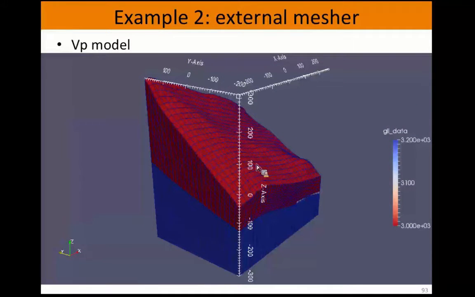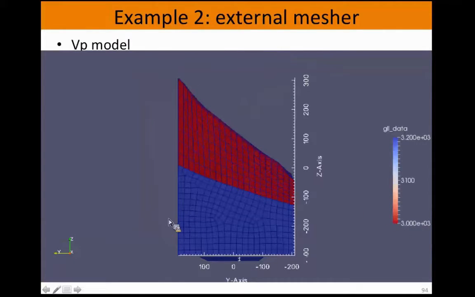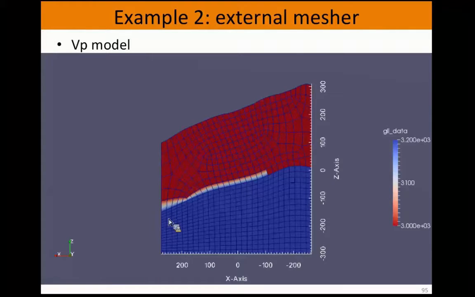So, a slightly increased vertical scale, but this is the model. We have in this example only 2 layers, low velocity and high velocity at depth. So you can see some vertical slices of the mesh.